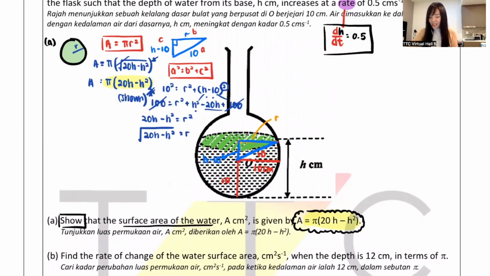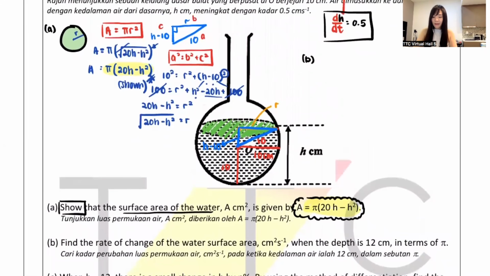Okay? So guys, this is A. My time is not really enough, I need to move on, okay? So B. For B, they say find the rate. I don't think I need to ask you guys. You guys are all quite good on rate. Rate, isn't it d something dt? They say find the rate of change of the water surface area. Surface area. Isn't it dA/dt?